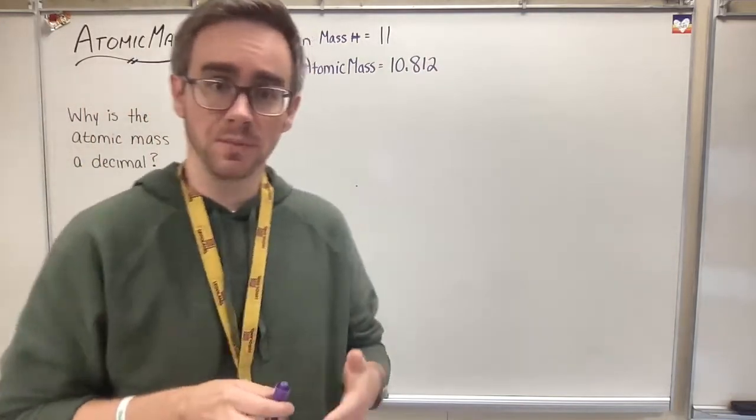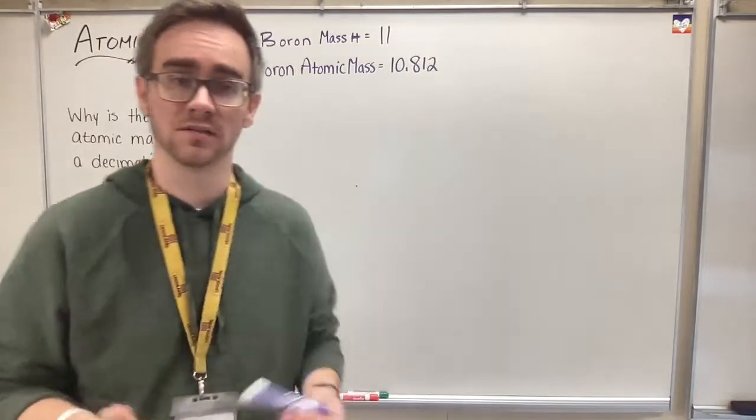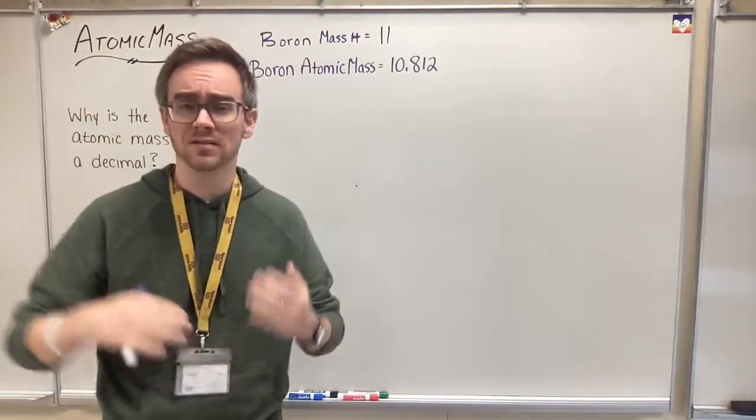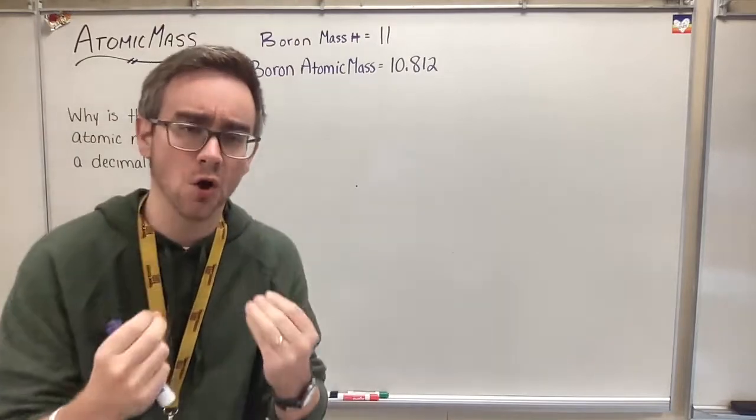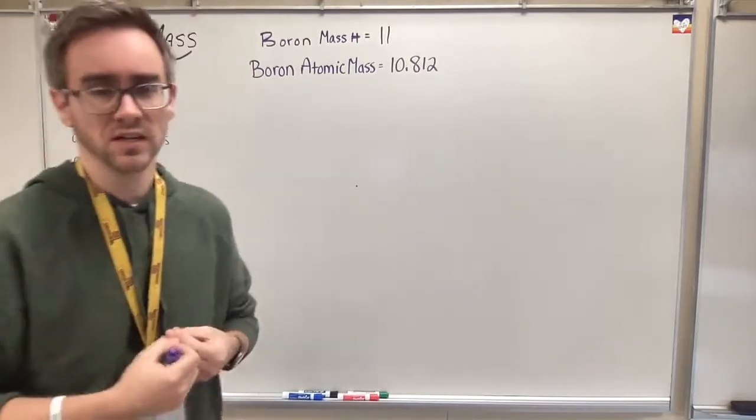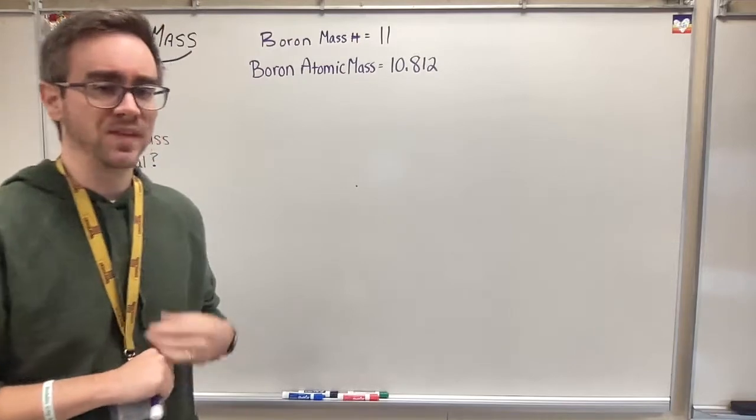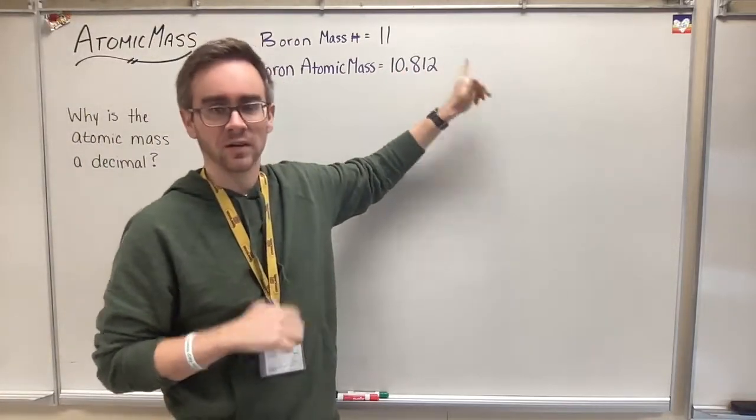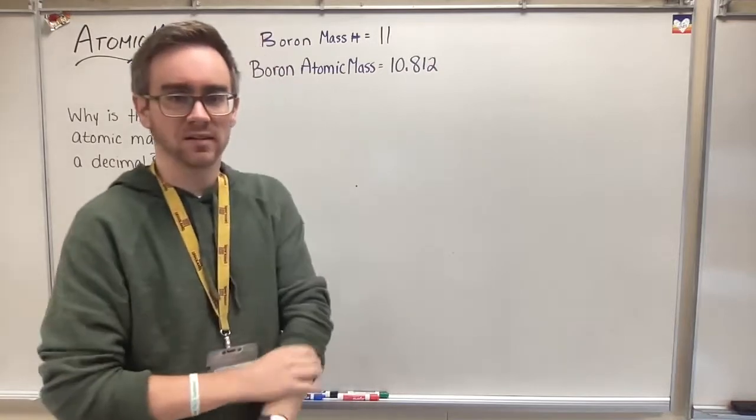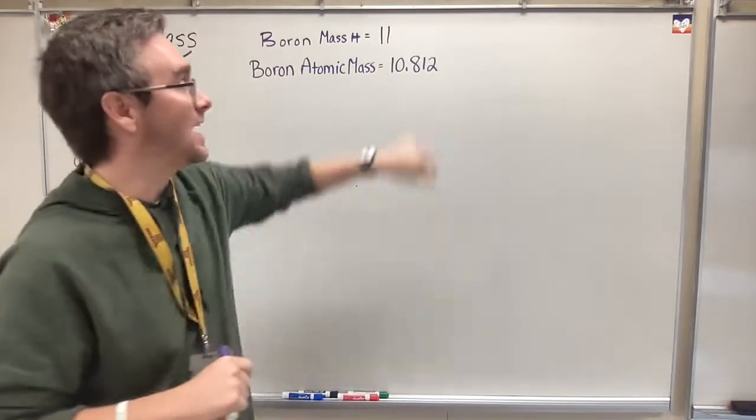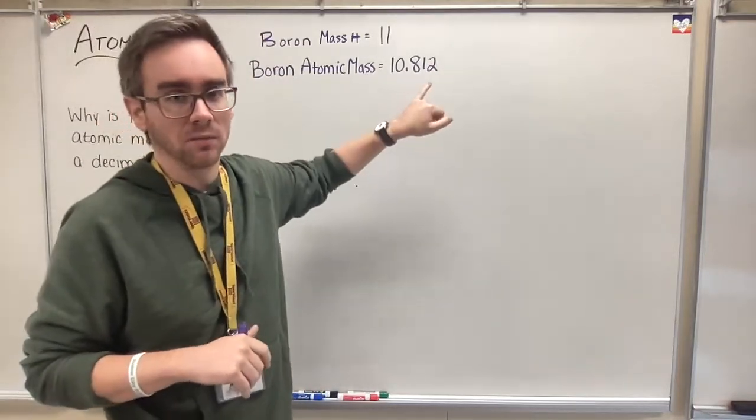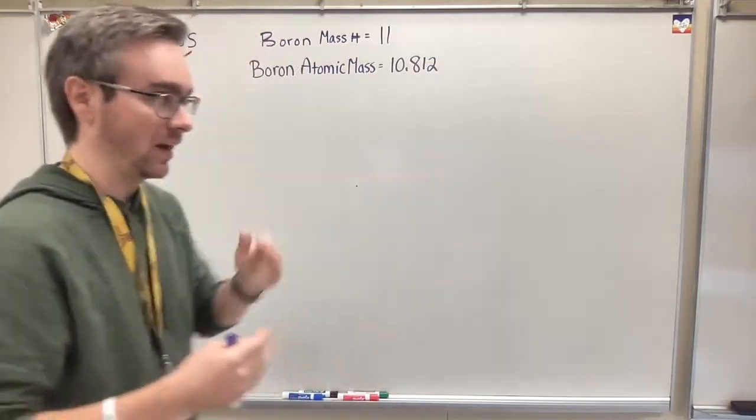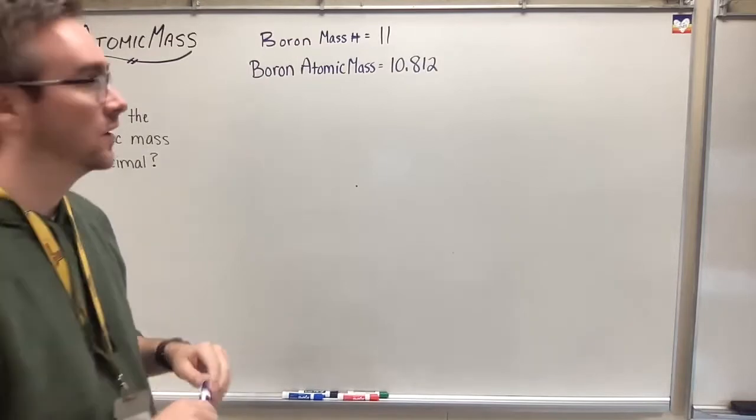So why is it 10.812? The short answer a lot of people want to give is, what about electrons? Is it because of the extra mass of the electrons? The answer is no, because remember that electron mass is so negligible. It's so small that it would not even register. It would be to the decimal place way over here, not making an impact. We can't have an eighth of a proton or 0.8 of a neutron, because they're the fundamental particles.